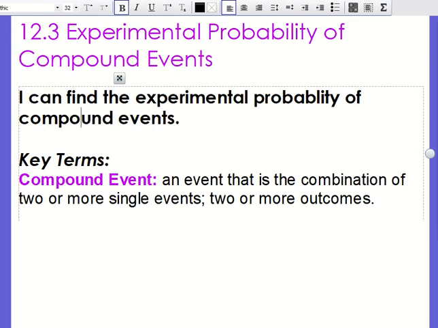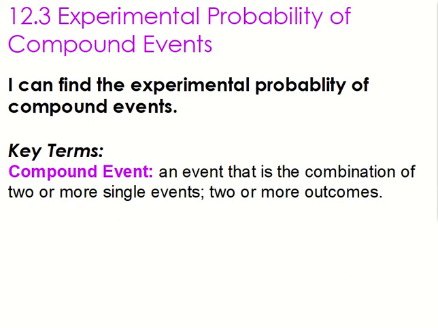Compound events. A compound event is an event that is a combination of two or more single events. So two or more outcomes. It's like if I rolled a dice and flipped a coin, so two things happening at the same time. I could even roll a dice, flip a coin, and spin a spinner. Three things, and then I would have multiple outcomes. Okay?